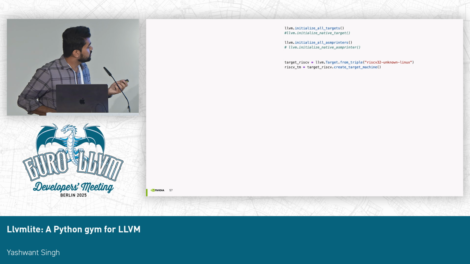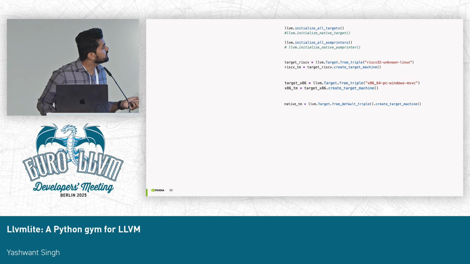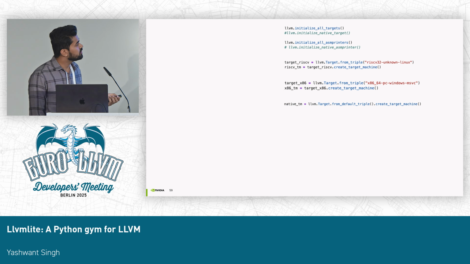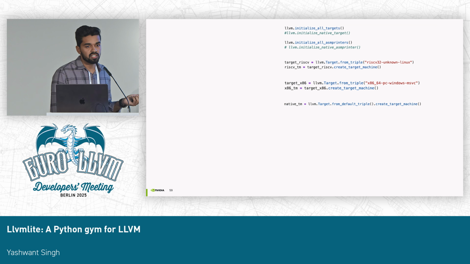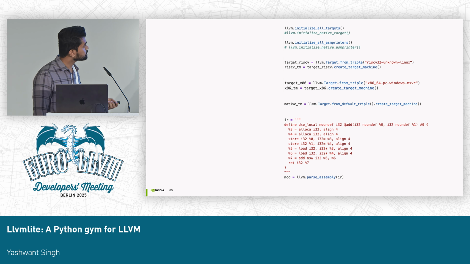So here I'm trying to create a RISC-V target machine from a RISC-V triple. Then I've created an x86 target machine from an x86 triple, and I'm creating a native target machine from a default target. This will be the target machine for the target you are working on. It will automatically query the triple and create a target machine. Spoiler alert, I was working on an ARM64 machine, so this native target machine is an ARM64 machine.